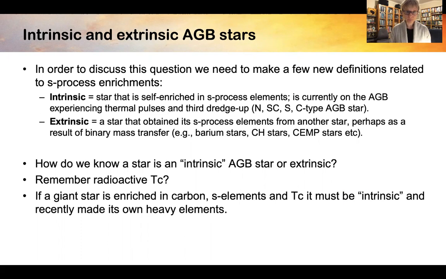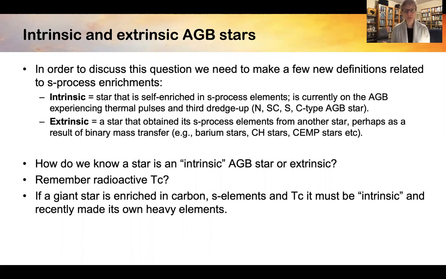Extrinsic is a star that obtained its S process elements from another star, perhaps as a result of binary mass transfer. Extrinsic could also be a star that formed out of a pocket of the interstellar medium that was really rich in S process elements. But perhaps in reality, I don't think we've found any that actually match that. Maybe. So we have examples of what we call extrinsic S process enriched stars. These are barium stars, CH type stars, and carbon enhanced metal poor stars.